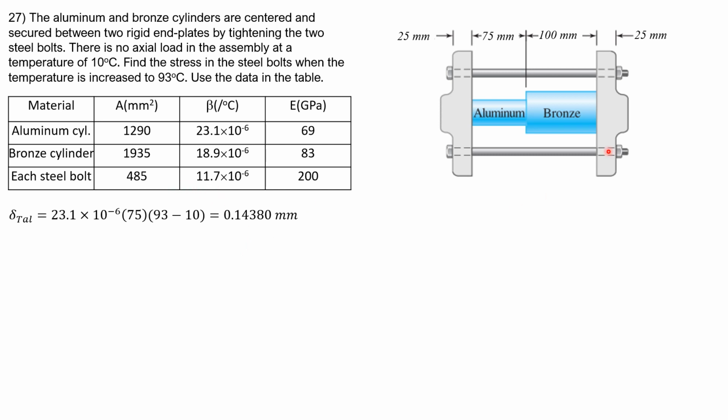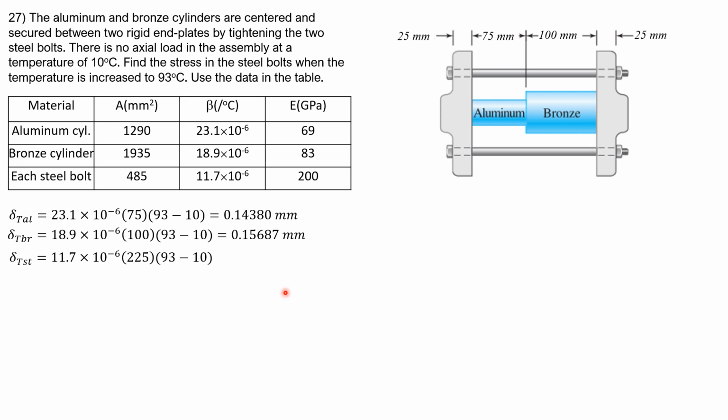Delta T of bronze is equal to 18.9 times 10 to the negative 6. The length is 100 and delta T is 93 minus 10, so 0.15687 mm. And thermal expansion of steel is 11.7 times 10 to the negative 6 times length of steel 225 mm, delta T 93 minus 10, which is 0.2185.